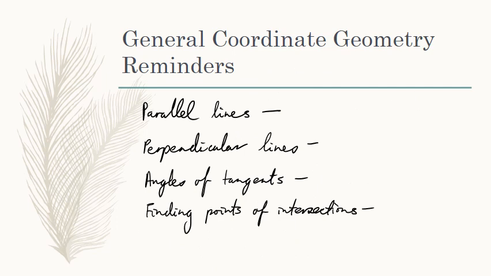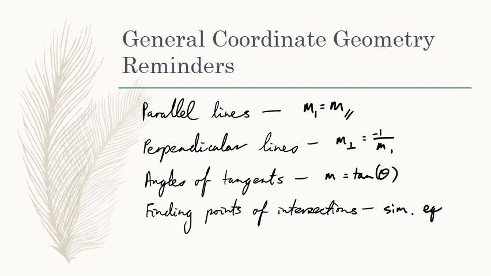Alright, so just a reminder for all the general coordinate geometries. So parallel lines, remember the gradients are going to be equal. So the parallel line's gradient is going to be equal to the original. For perpendicular lines, we have -1 over the original. For angles of tangents, we have the gradient equals tan theta. Then we use the calculator to solve it if we need it. And then finding points of intersection, we would use simultaneous equations to solve for it.